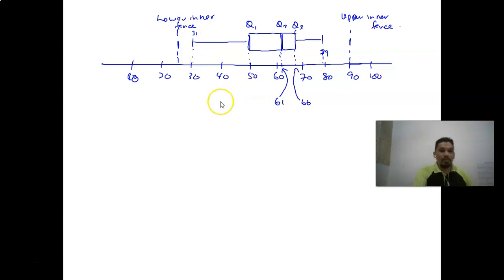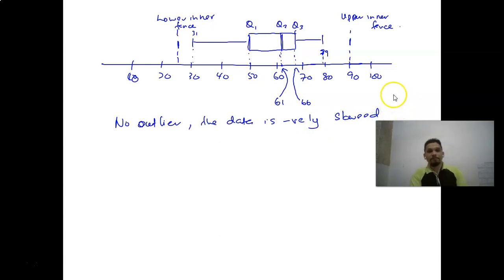Okay, so no outlier. There is no data outside of this upper inner fence. Okay, there's no outlier. The data is negatively skewed, skewed to the left. So there's a tail on the left here. Okay, so this is it for the first example.